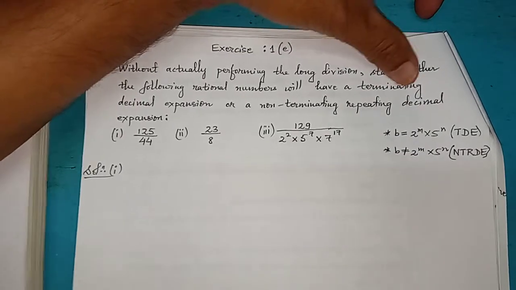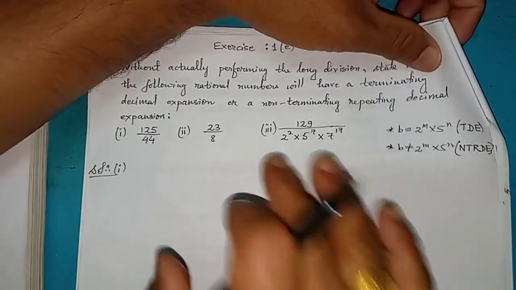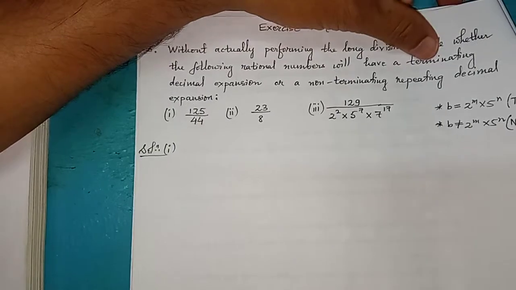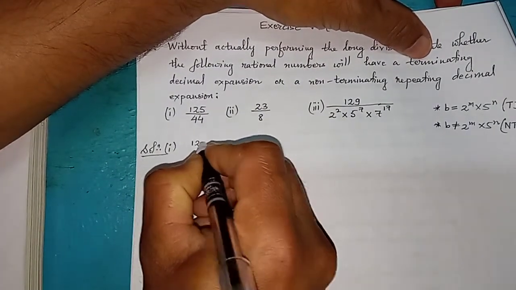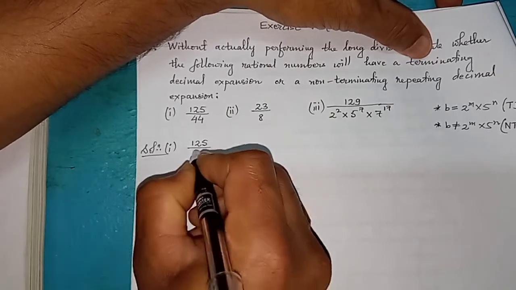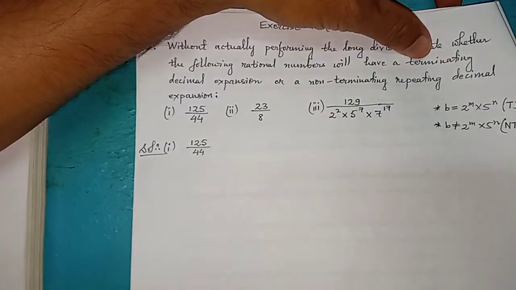So you just have to do the same way which I have explained just now. So let's start with question number 1. The first rational number given here is 125 divided by 44.